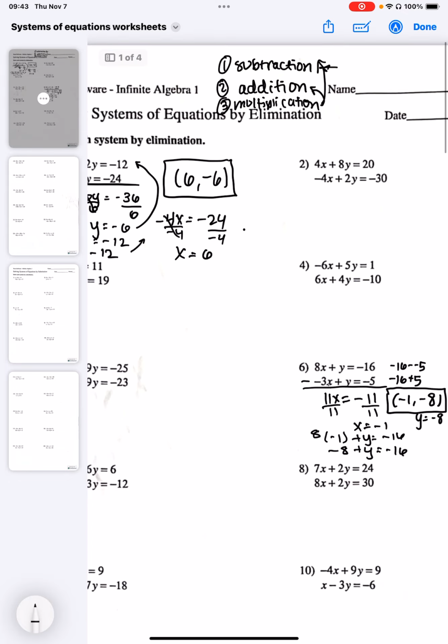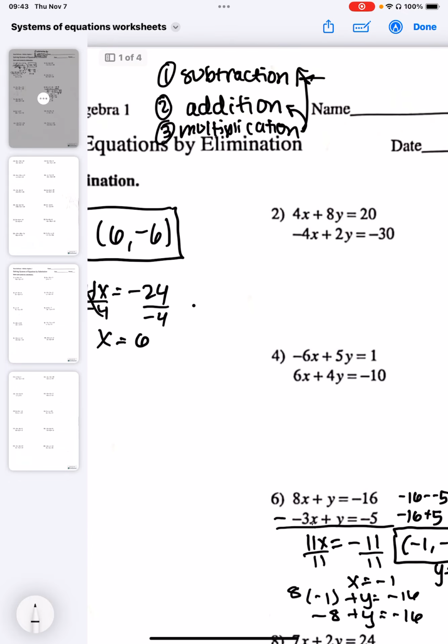So this is a good rule of thumb: subtraction is used when you have the same sign, and addition is used when you have opposite signs.